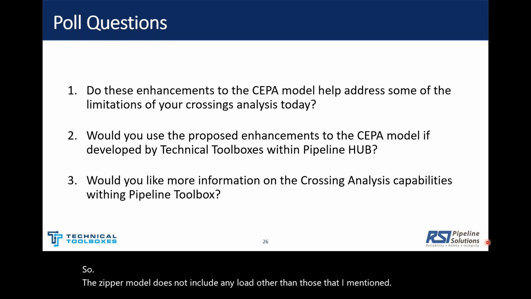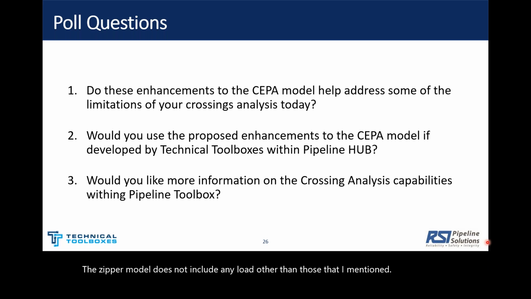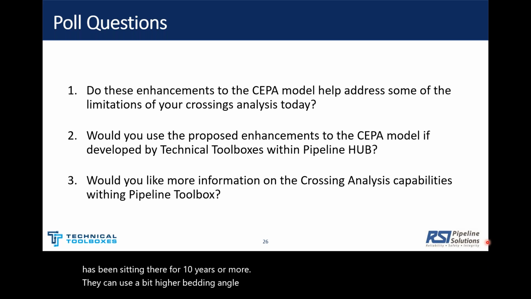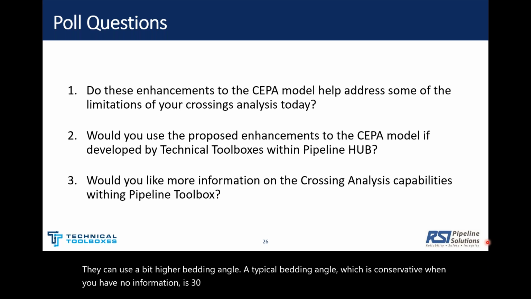Okay. Without pipe installation information, do you have any guidance on what to use for soil bedding angle? Is it accurate to assume a larger bedding angle over a longer period of time? And if so, do you have any rules of thumb? Well, the rule of thumb that some pipeline companies use is that if the pipeline is a vintage pipe, has been sitting there for 10 years or more, they can use a bit higher bedding angle. A typical bedding angle, which is conservative when you have no information, is 30 degrees.